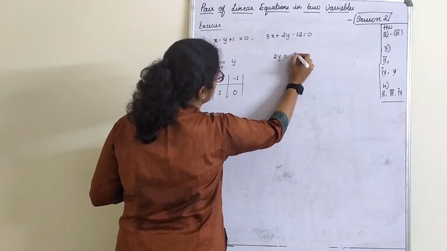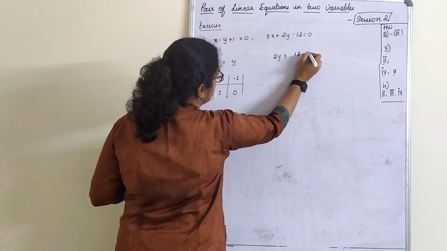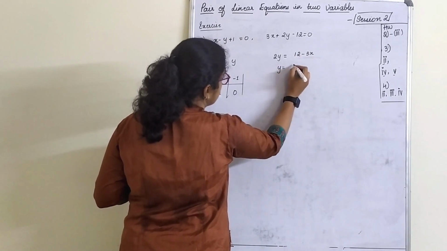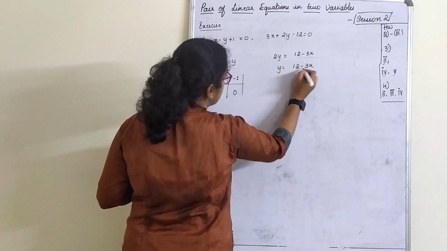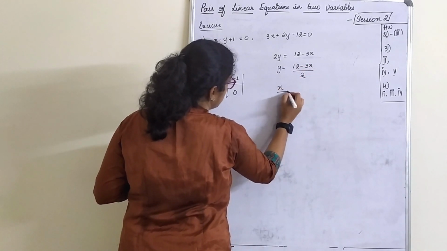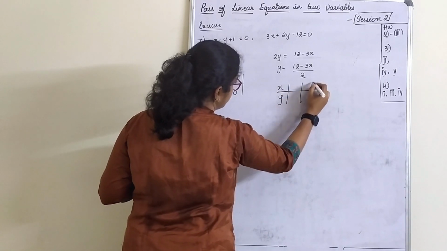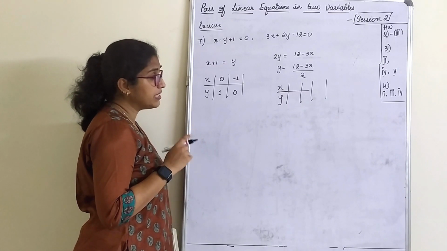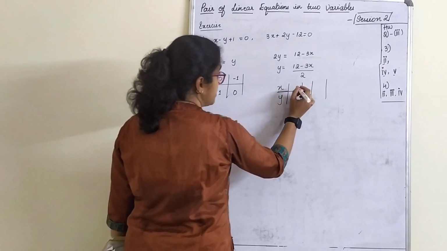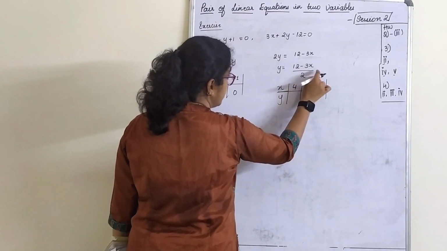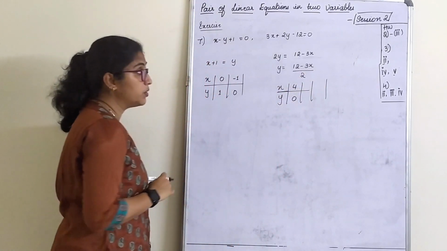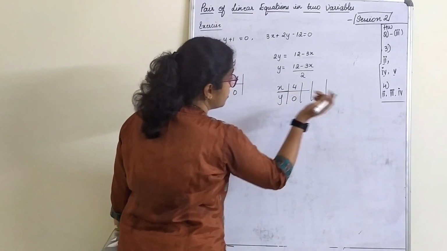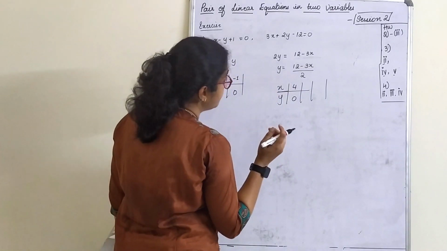2y is equal to, transposing 12 to this side, 12 minus 3x. So y is equal to (12 minus 3x) divided by 2. For x and y, give values such that when you divide, it should be divisible by 2. So first of all, I'll give x is equal to 4. 3 fours are 12. 12 minus 12 is 0. That's one value. Next value, I'll give x is equal to 0. Yes, you can give 0.